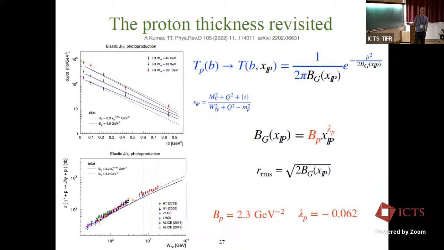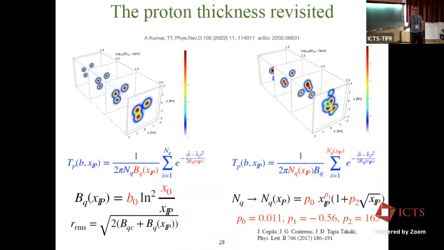Of course, we want the proton to get larger for small x, because small x corresponds to large W, and vice versa. We see that we get a good fit with a small negative value of this lambda p here, which gives you the behavior we want. Then we can describe the data. So the black lines here are with the varying width of the proton, and the dotted lines are without it. So we see that we can better describe the data in this way.